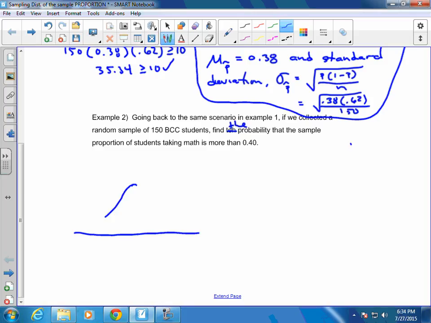So we're still going to say, well, we've got a normal distribution. The mean we said was 0.38. Now we're trying to find the probability that our sample proportion, which is a normal variable, is more than 0.40. So that's going to look like a 0.4. And we're doing an area to the right.